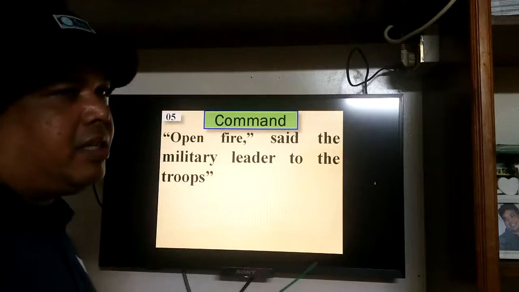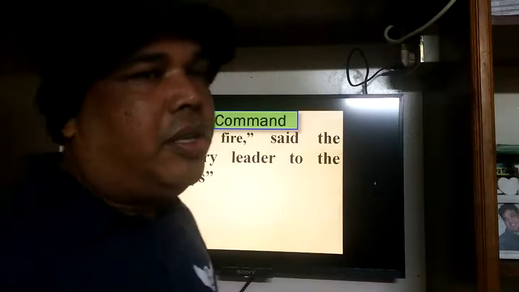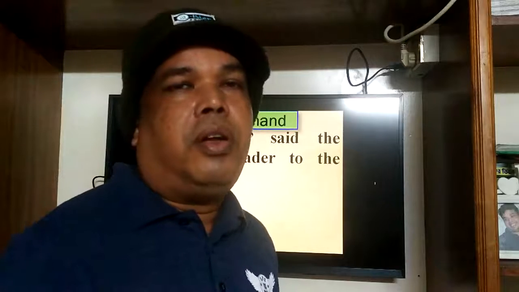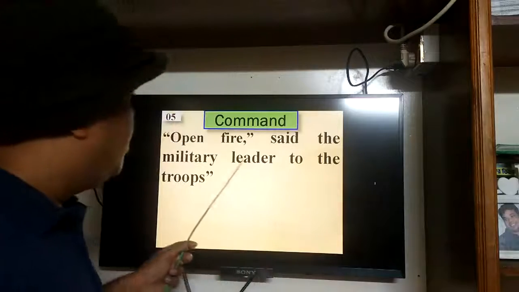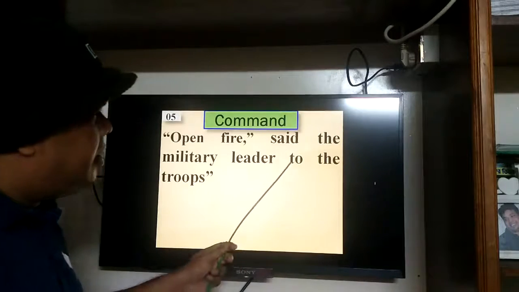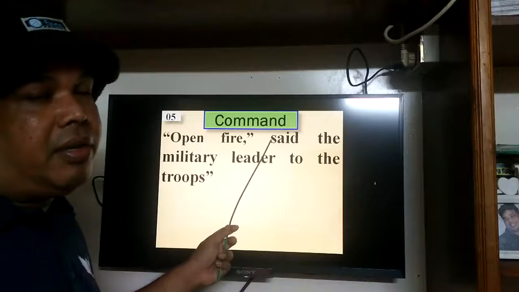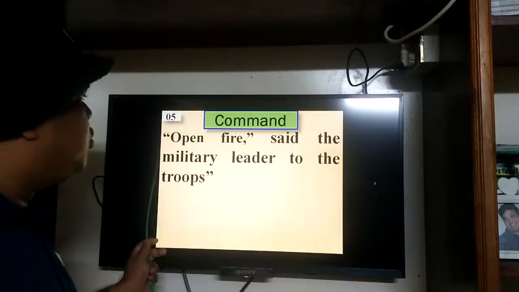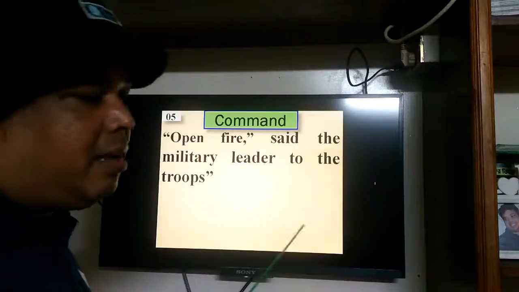This is another kind of sentence, a command, and you must know the difference between command and order. You have to write command and order; you don't mix them up. If the speaker is the captain of the ship, or a general in the army, or a high-level commander, the military leader, you have to write commander, you can't write order. The military leader ordered the troops to open fire. So you can check the answer.